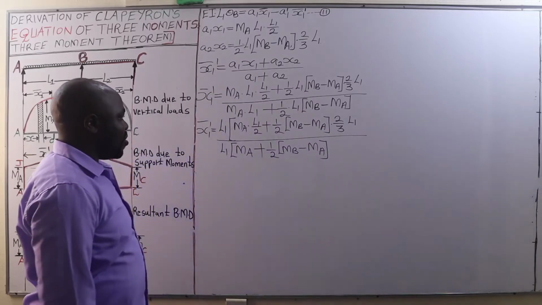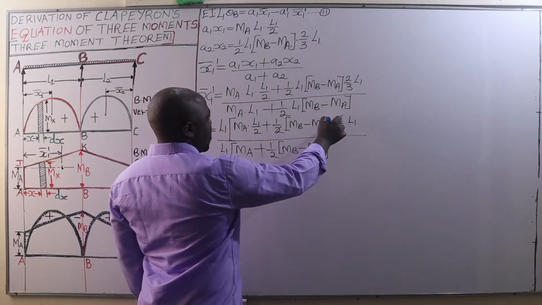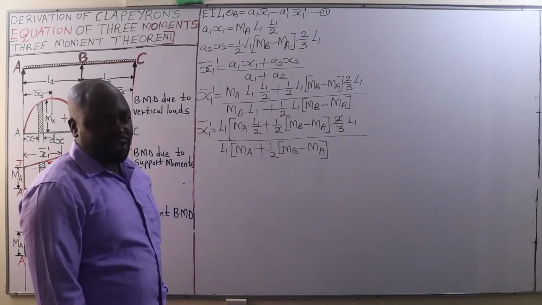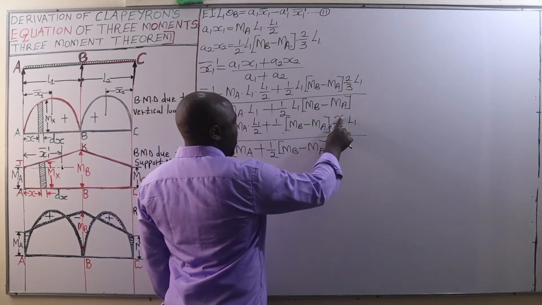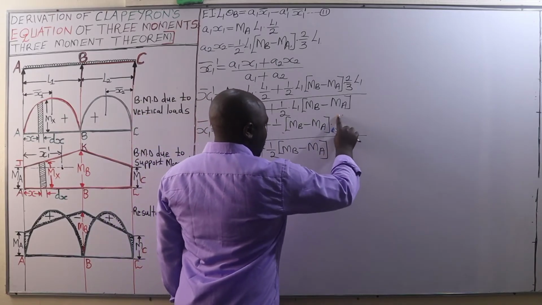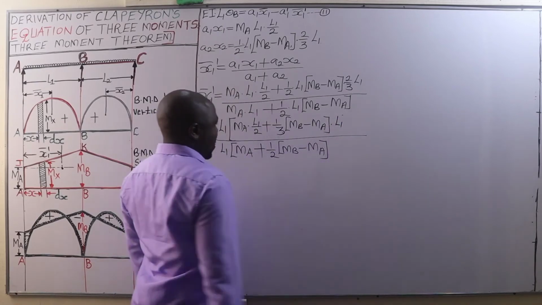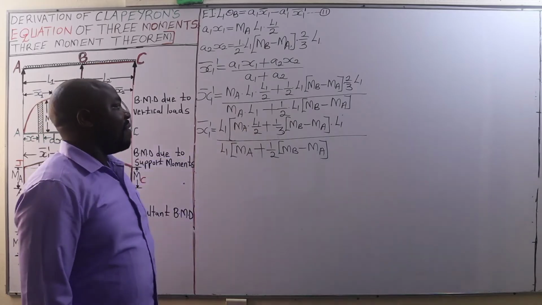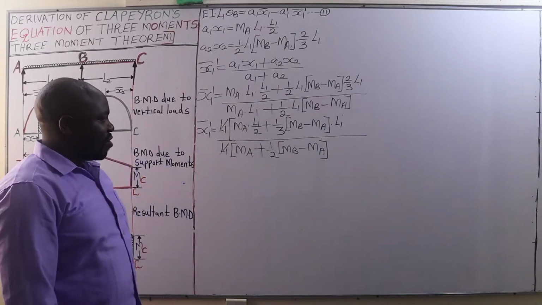That's what we are going to have. Now, these two and this one are going to cancel out, and therefore here we are going to have this and that and L1 there. So that's what we are going to have. This L1 and this one are going to cancel out.